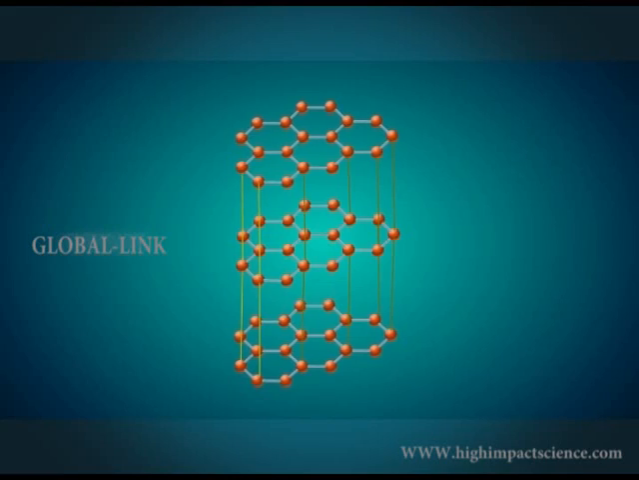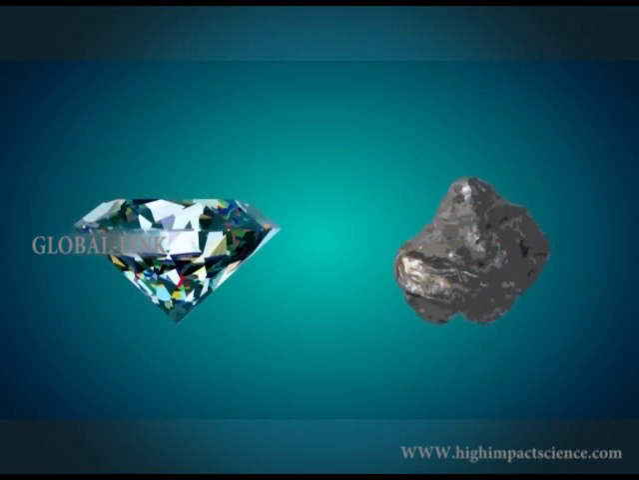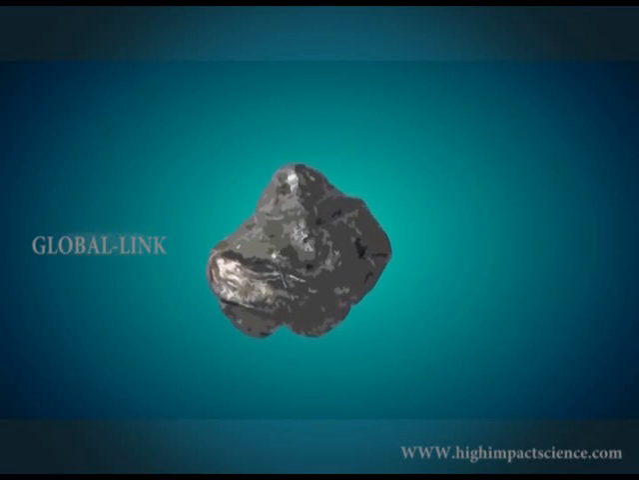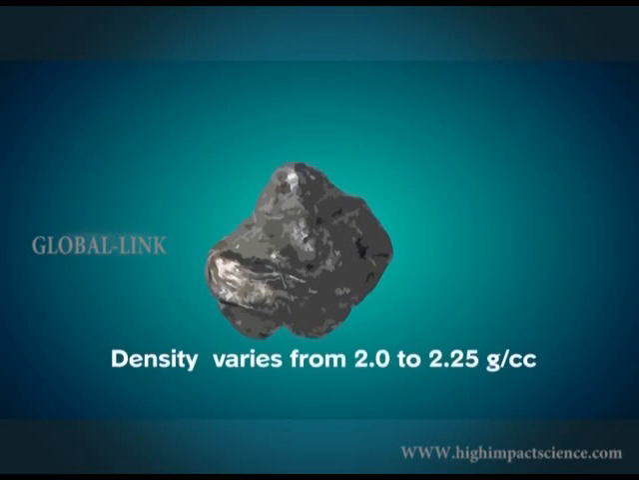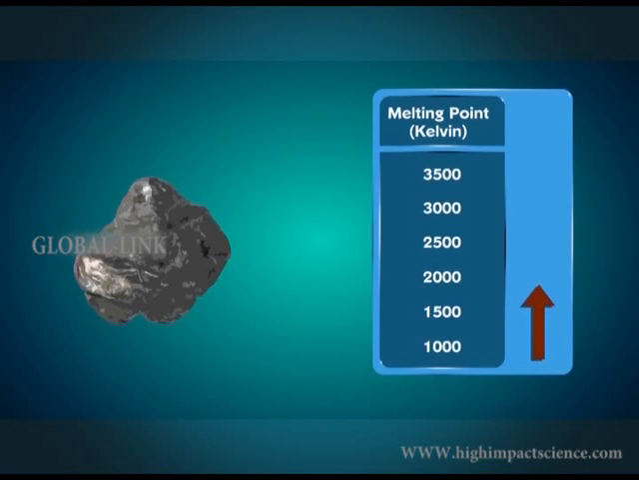Due to its structure, graphite is not as hard as diamond and is greasy. It's gray in color and opaque with metallic luster. Graphite's density varies from 2 to 2.5 grams per cubic centimeter and it melts at 1800 Kelvin.